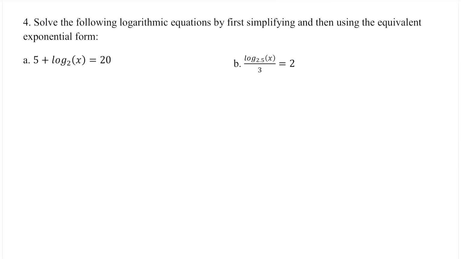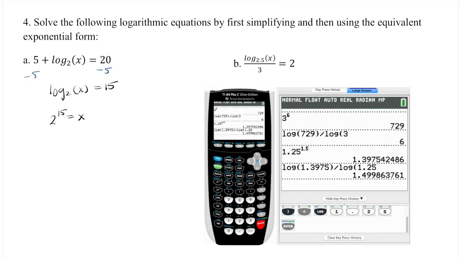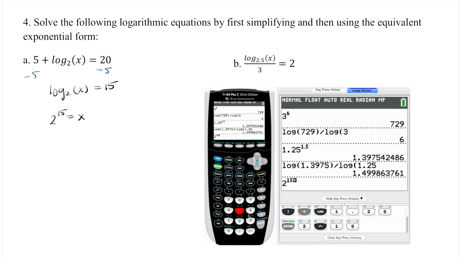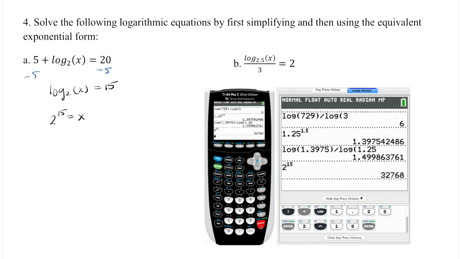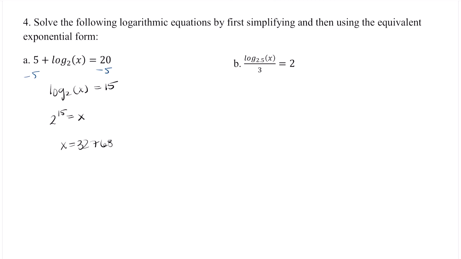Finally, let's solve these logarithms by first simplifying, then using the equivalent exponential form. So let's subtract 5 from both sides. Then we have log base 2 of x is equal to 15. So this tells me that 2 to the 15th power equals x. 2 to the 15th is 32,768.